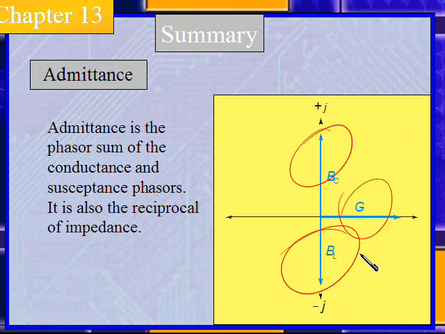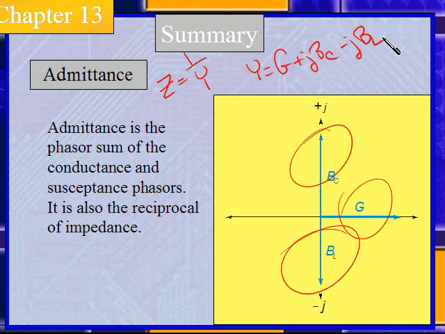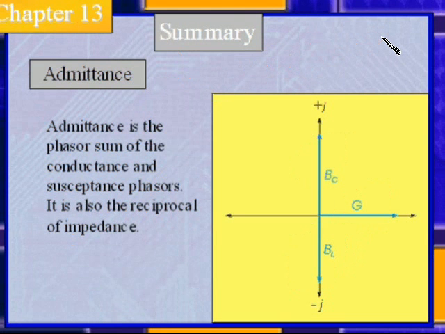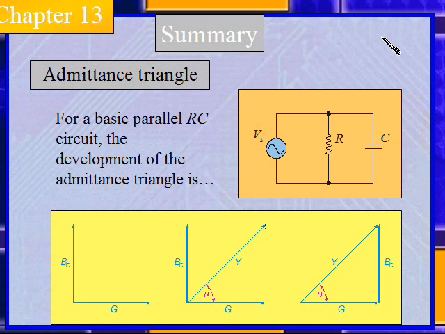Admittance is the phasor sum of the conductance and susceptance phasors. It is also the reciprocal of impedance. So what that means in terms of a formula is impedance is 1 over Y, and Y is equal to the conductance plus j BC minus j BL. So it's opposite that of our impedance for series circuits. Admittance is the phasor sum of the conductance and the susceptance phasors. It's also the reciprocal of impedance, which is what I just drew before.